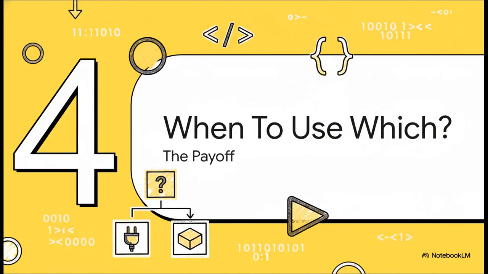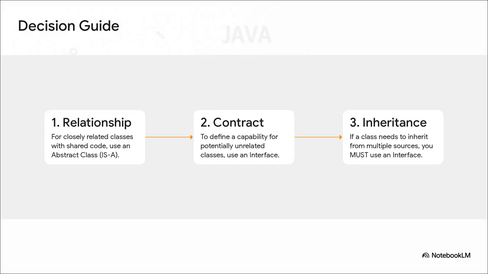Okay, this is the part you've been waiting for. We've gone through all the theory, so what's the payoff? Let's build a simple, practical guide for making the right call when you're actually writing code. When do you use which? It really just comes down to asking yourself a few simple questions.